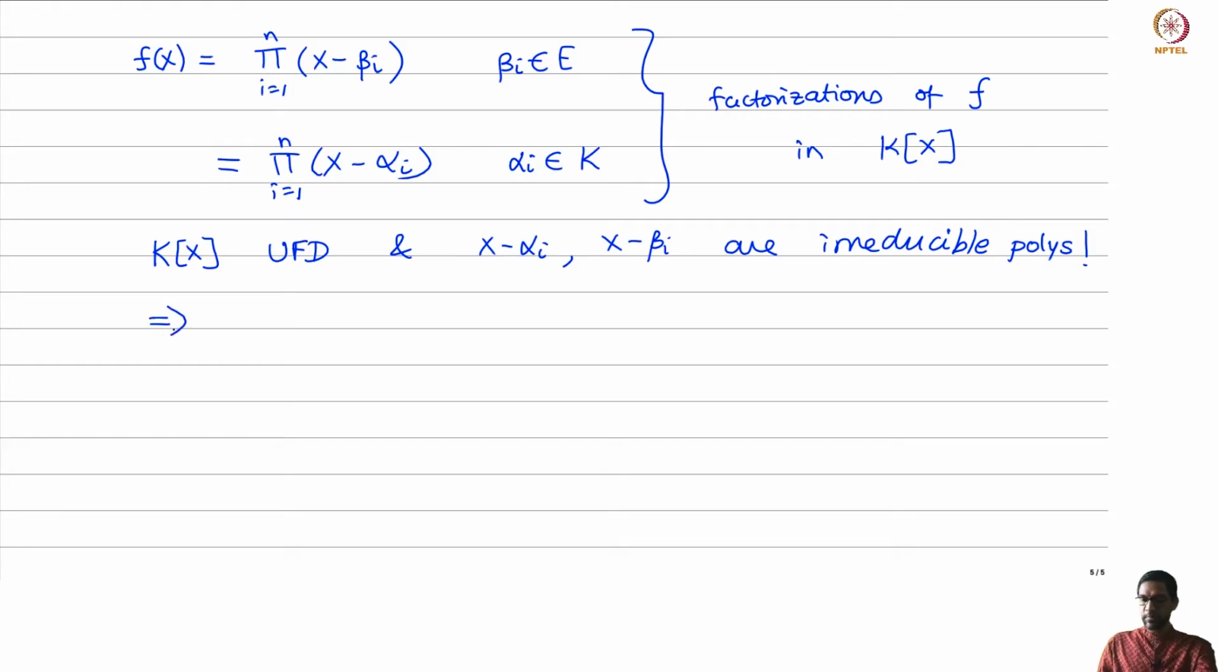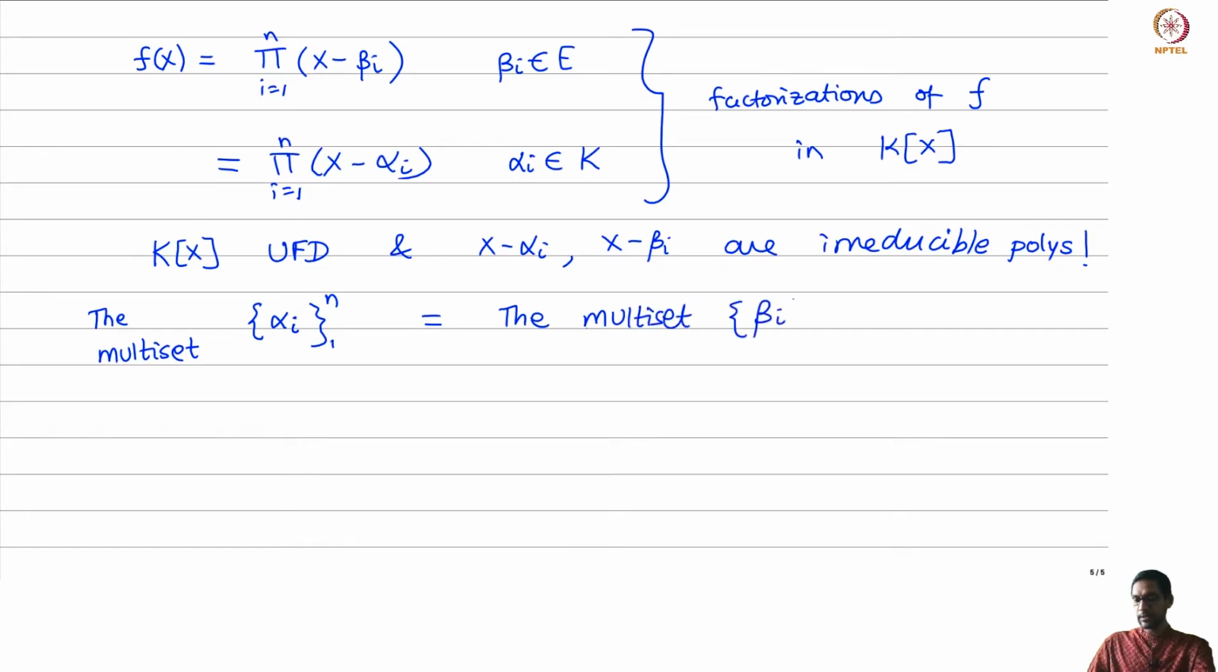And if you have two different factorizations, then the only possibility is that they really coincide with each other. Okay, so what does that mean? This means that these two factorizations are the same. In other words, if I take the alpha i, i from 1 to n, well, there are potentially repetitions here. So let me call this the multi-set, by which I mean you also keep track of how many times each alpha i appears. The multi-set of alpha i's must coincide with the multi-set of beta i's.